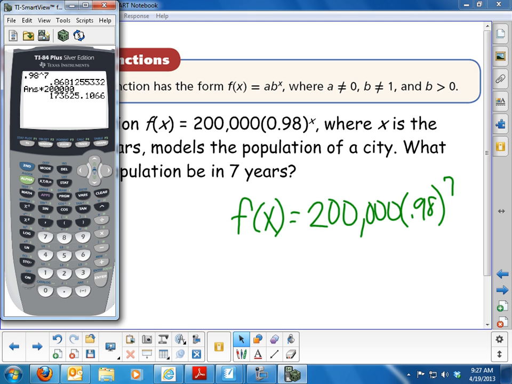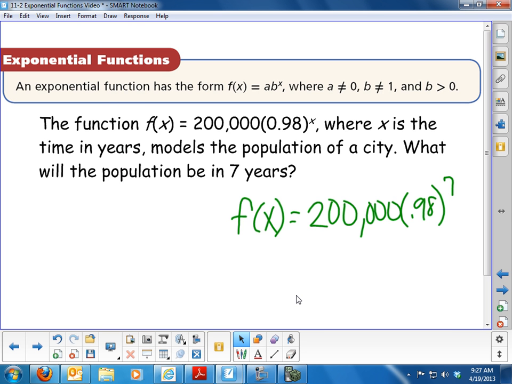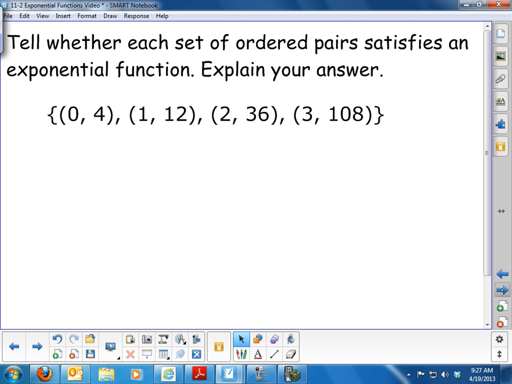173,625.1. Since we're talking about people, I'm going to round that. Since we can't have 0.1 of a person, I'm going to round that up to 173,626 people. That will be the population of this particular city in 7 years, okay? So that's an example of using an exponential function.